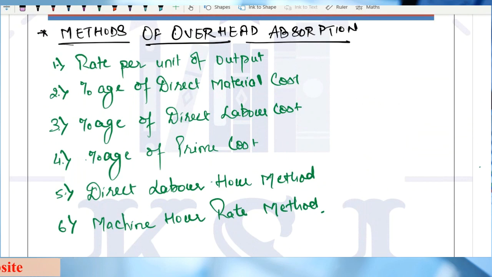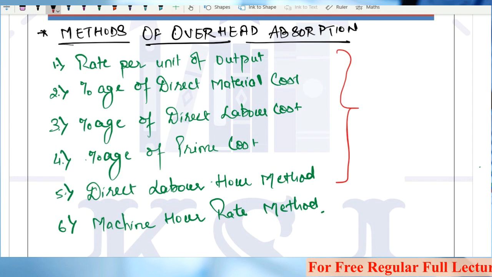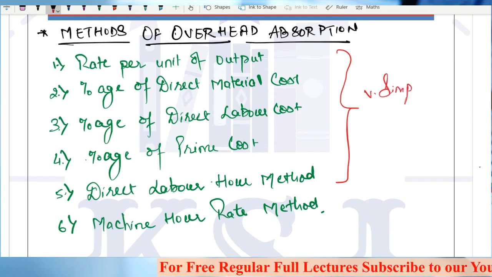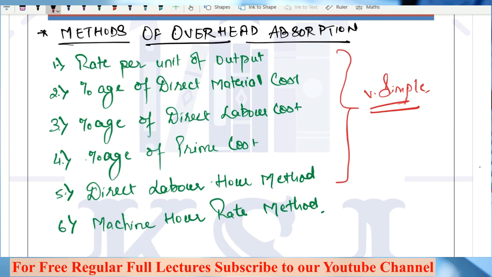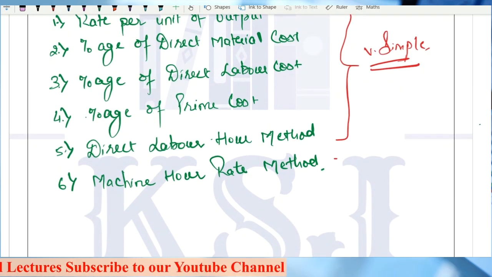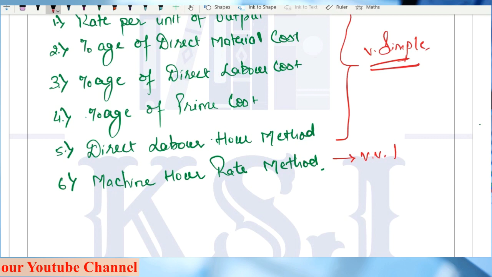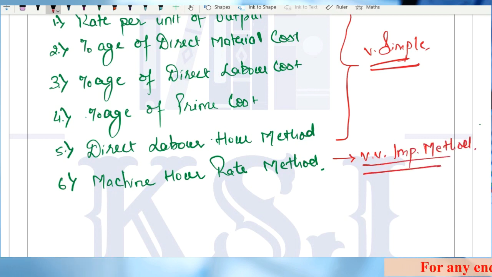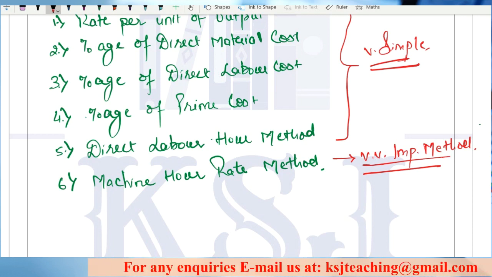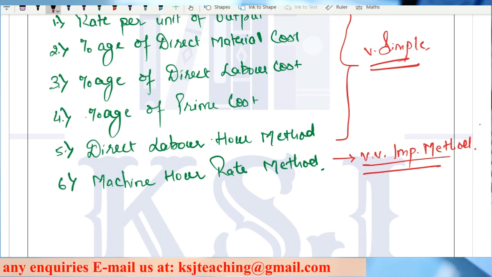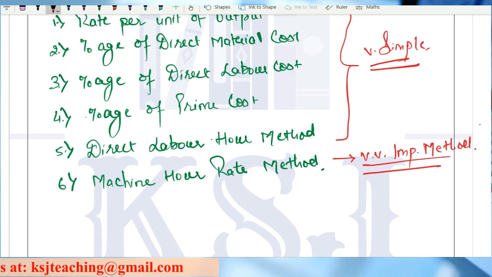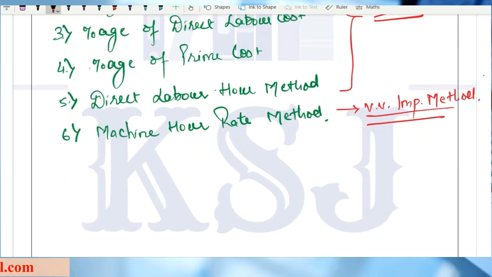Now, a little info about this: the first five methods are very, very simple. No complications. But this machine hour rate is a very, very important method. Why is it very important, sir? Because in the examination, we can expect a single question of 10 marks on this method alone, and we have been getting a question on the machine hour rate a lot of times. So this method is very, very important.